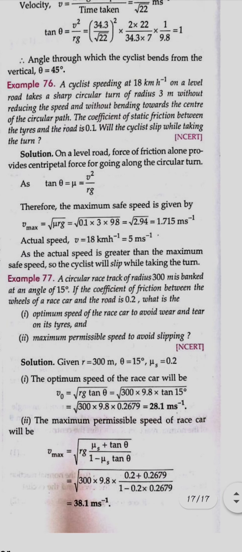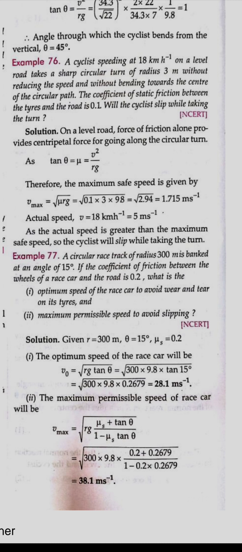And the next one is also the same thing, but the cycle is speeding at 18 km per hour on a level road and takes a sharp circular turn of radius 3 m, without reducing the speed and without bending towards the center of the circular path. The coefficient of static friction, that is mu, is given. So we will be using the formula of mu also. Will the cycle slip while taking the turn? We have to see whether the cyclist will slip.